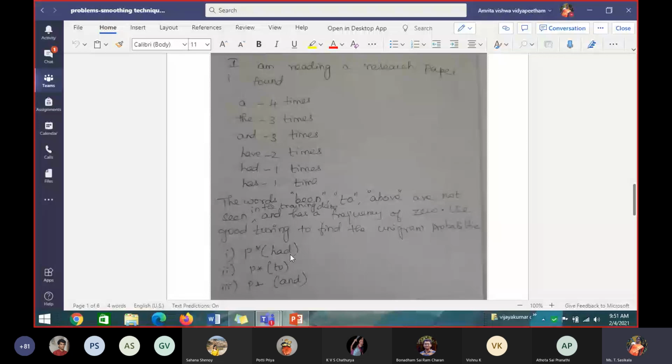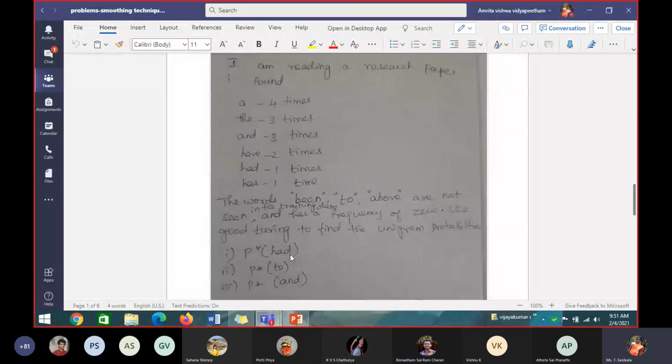1. So if I want to find the probability of 1, I will be using the 2-time occurring words to find the probability of a 1-time occurring word, right? Yes, that's why C plus 1. So what is C for had?